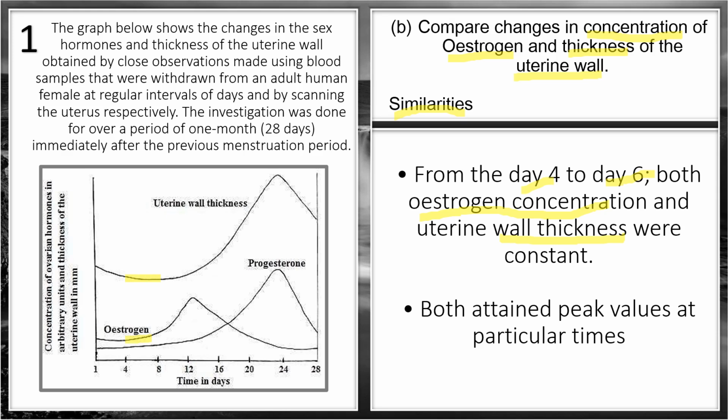And both attained a peak value at a particular time. Estrogen attained a peak value here at around the 13th day. And then the uterine thickness attained a peak value at around the 24th day.